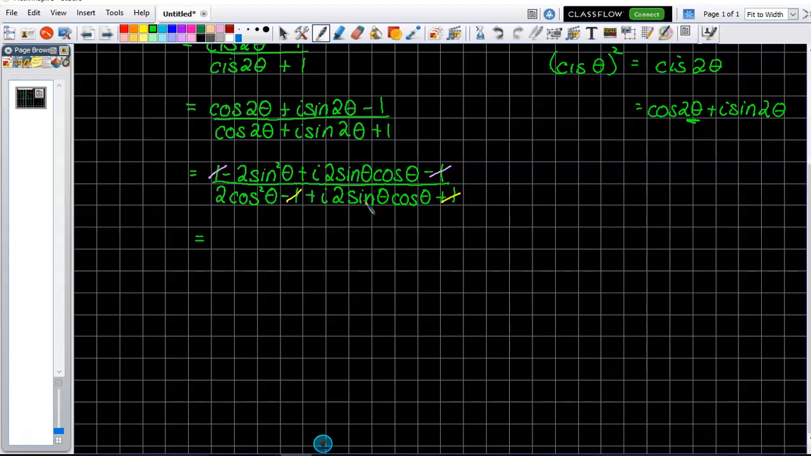There is a common factor of 2 on the top line. Is there another common factor on the top line? Sine. And what is your common factor on the denominator?